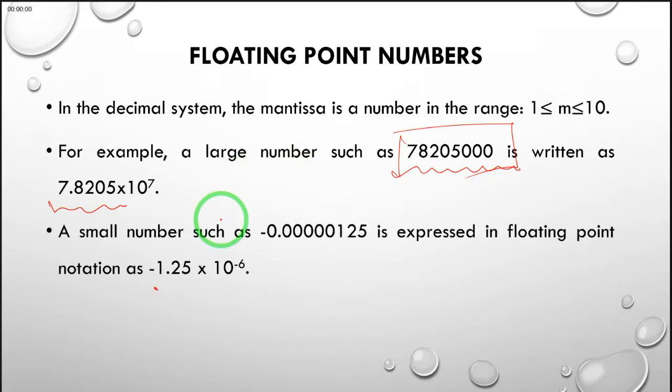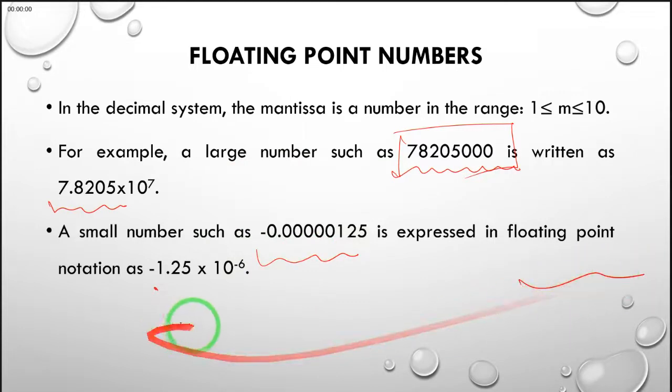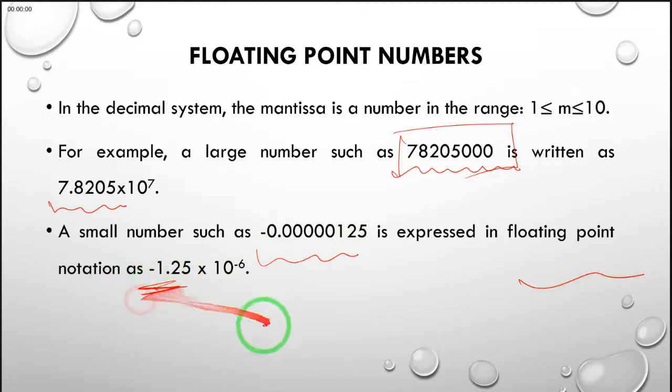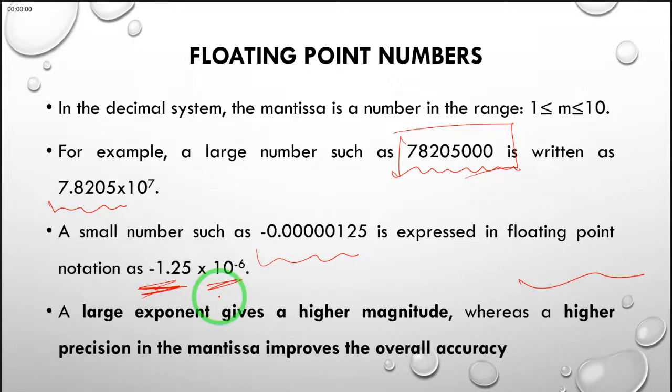In a similar manner, a very small number such as this one can be expressed in floating point as negative 1.25 raised to the power minus 6. Again, it has high precision, and you can see the range between the two extremes is well accommodated in the floating point number system. A large exponent gives a higher magnitude, whereas a higher precision in the mantissa improves the overall accuracy.